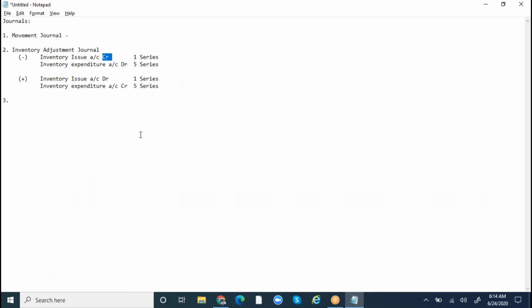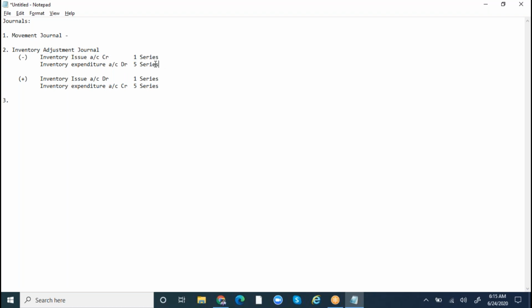Credit means minus. Since you are learning finance, you learn that credit means what goes out, debit means what comes in. Here plus means increasing. So you learn in finance that debit means it comes in, it is increasing. Here credit means it is decreasing.